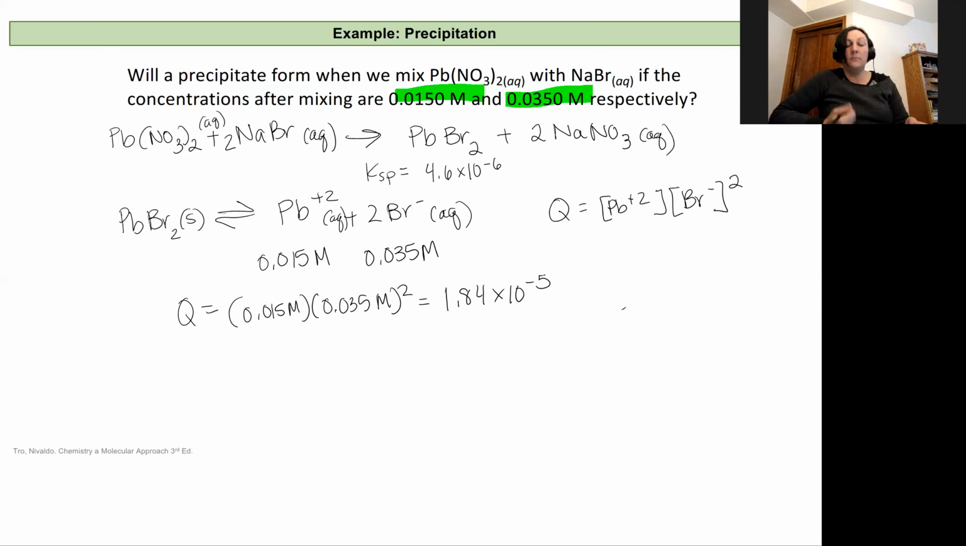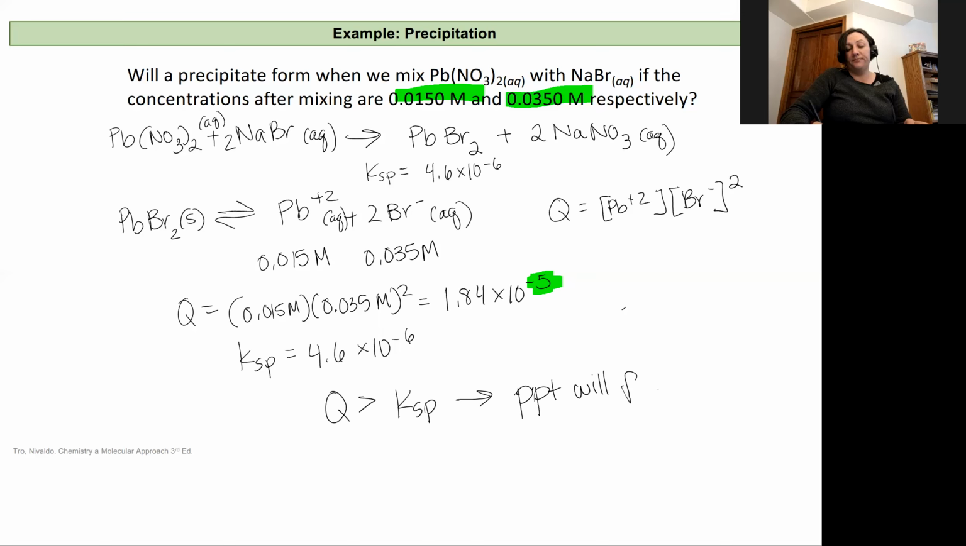All right. Now that I have that piece of information, my job is to compare it to my KSP. So my solubility product was 4.6 times 10 to the -6. That means that my Q value is greater than my solubility product. It's a larger number because that exponent right here is a smaller negative number. So with a Q greater than a solubility product, I would predict that a precipitate would form when I combine these together.